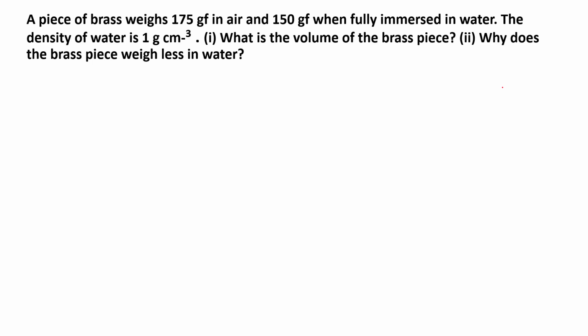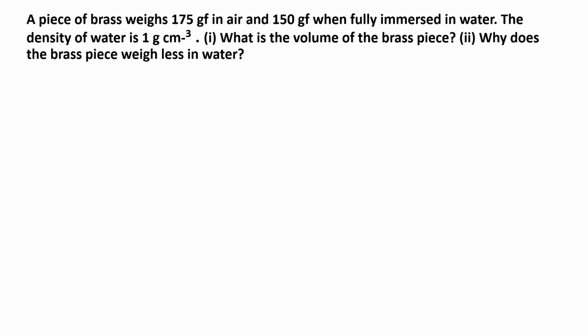So here, the volume of the brass piece we can find out if we know the density of brass. Then simply we can say its mass upon density would give us the volume. But since they had not mentioned the density of the brass, we need to take help of the upthrust method. So first of all, why does the brass piece weigh less in water? The second question. So actually what will happen here?